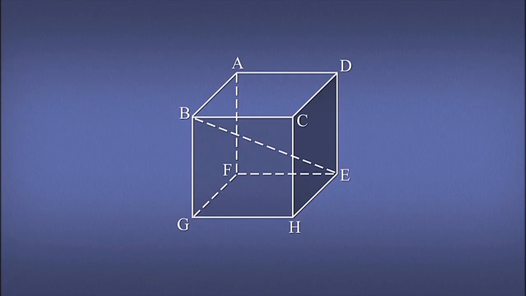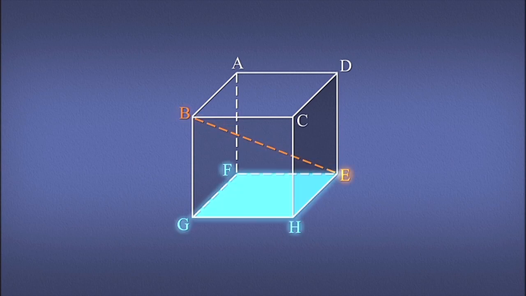Here is a cube. Let's find the angle between line BE and the plane EFGH. First, let's find the point of intersection. In this cube, BE touches the plane EFGH. Point E is the point of intersection.